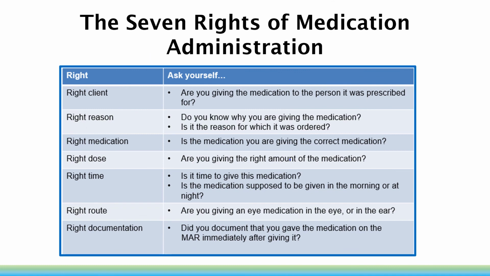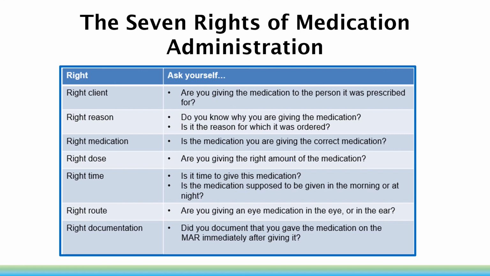We're going to look at this again. I know we looked at it earlier in the class. There are the 7 rights of medication administration. Right client. Are you giving the medication to the person it was prescribed for? The right reason. Do you know why you're giving the medication? Is it the reason for which it was ordered? The right medication. Is the medication you're giving the correct medication? Right dose. Are you giving the right amount of the medication?